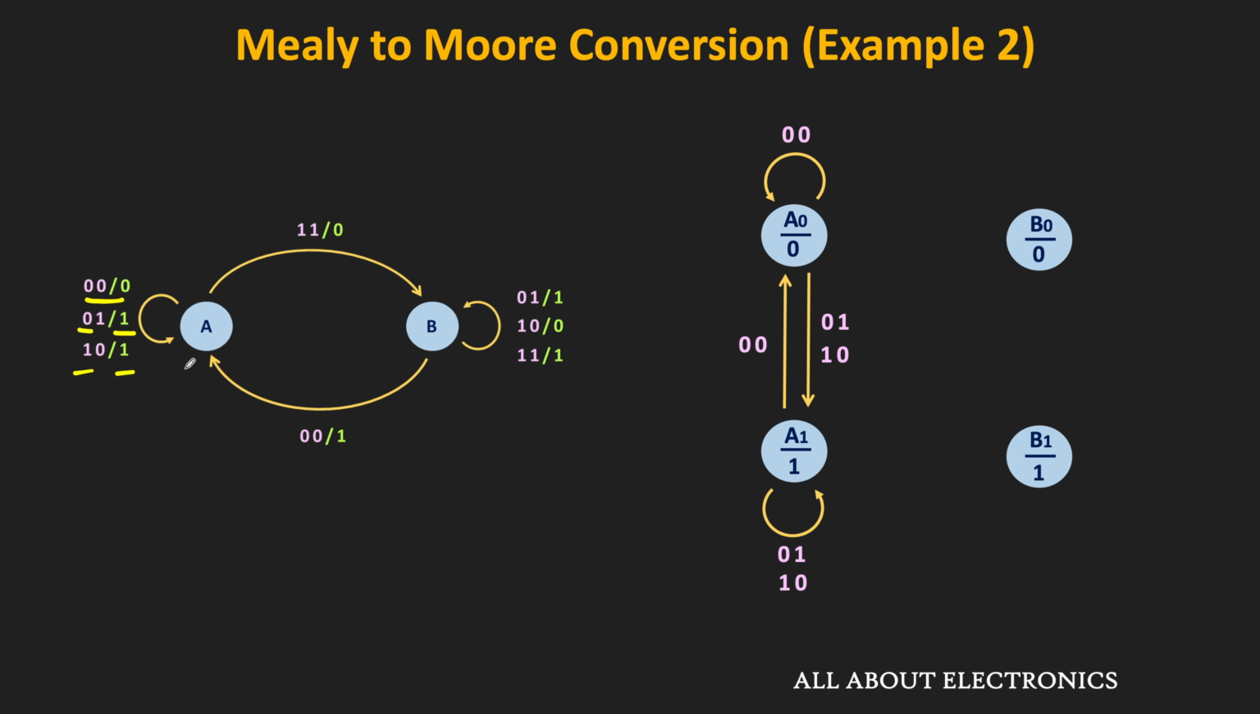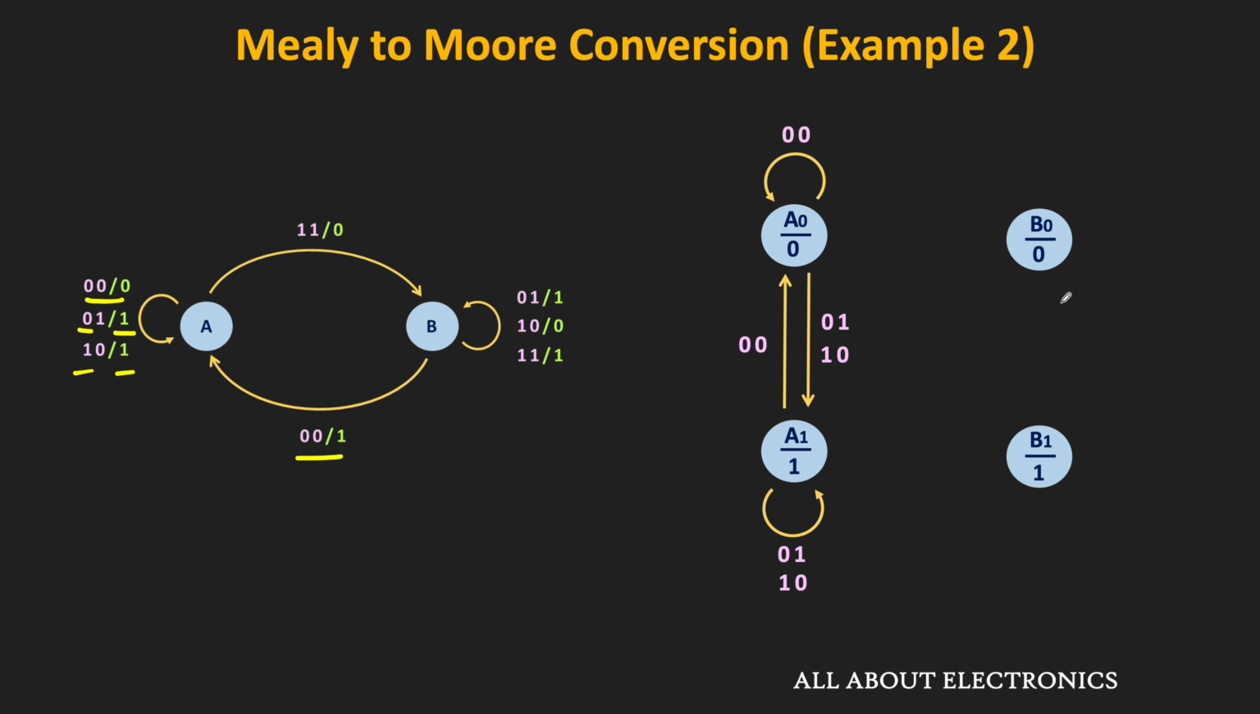So apart from that, we have another incoming transition from B to A state. That means whenever the input is 0, 0, then there will be a transition from B to A state. And at that time if you see, then the output of the machine is equal to 1. So for this B state, this transition is the outgoing transition.